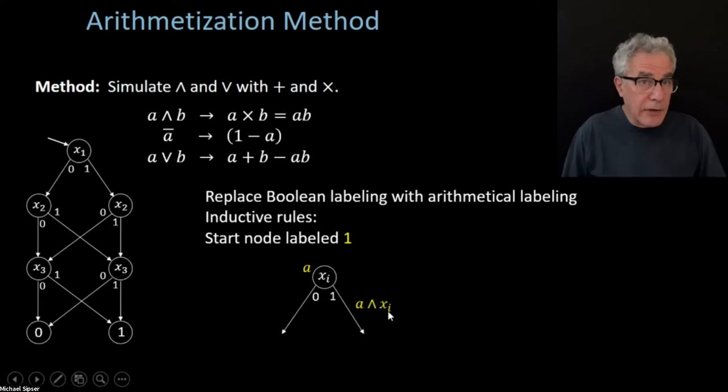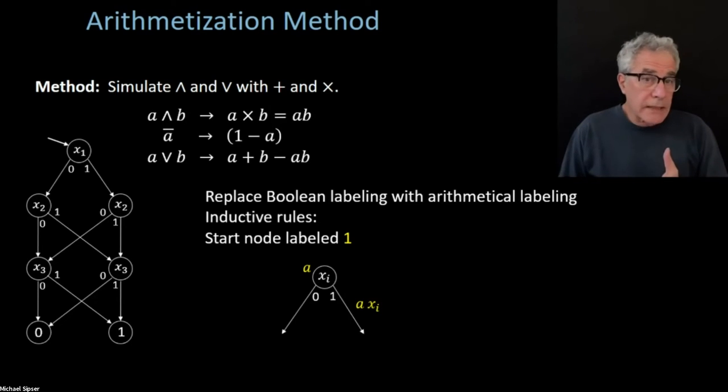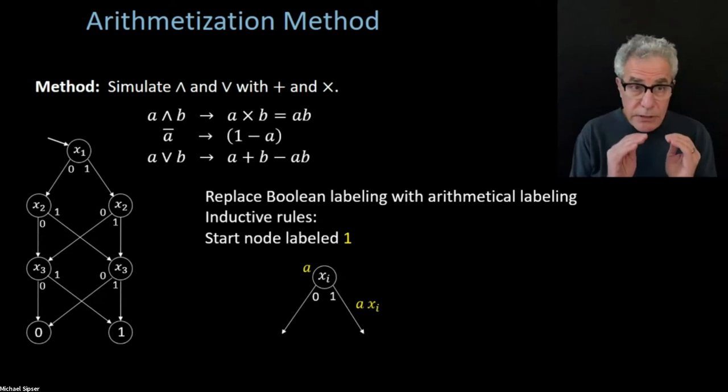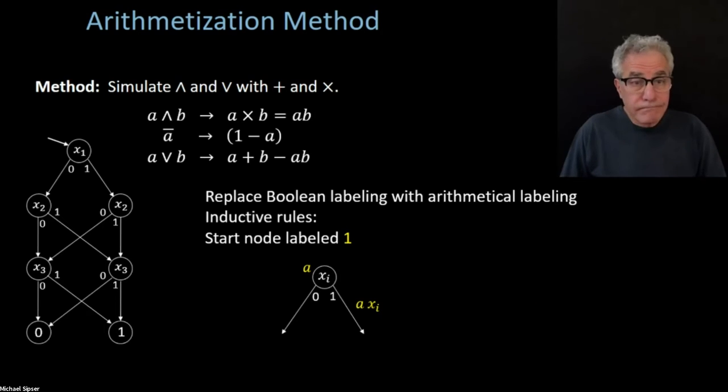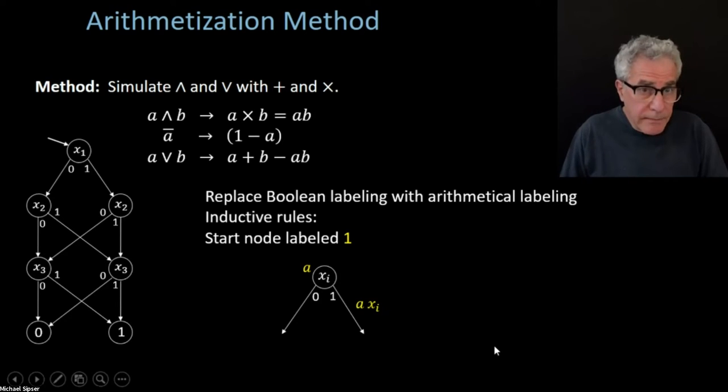We had A and xi for this edge. I'm going to replace that. What is and? We just look up here in our translation table, and it becomes times. So we're going to replace that with A times xi. And it's going to work exactly the same. But the difference is that this makes sense even when we have non-Boolean values. Times and plus are defined for non-Boolean values, whereas ands and ors are not.